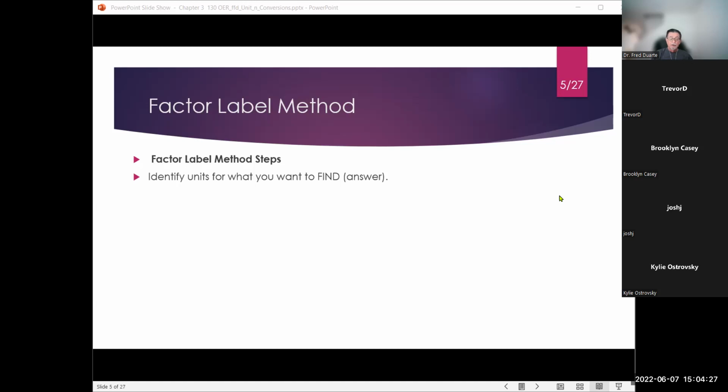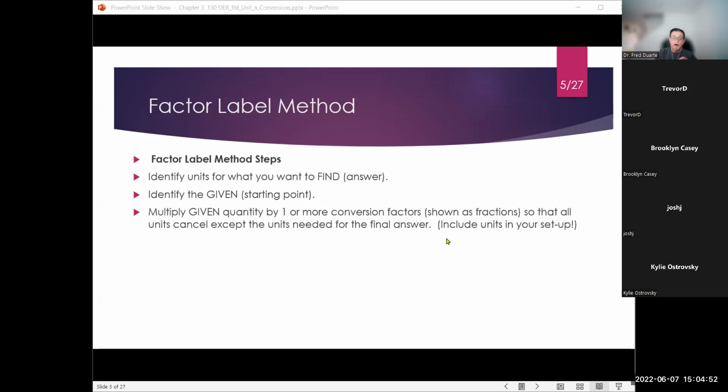You identify the units of what you're looking for, what you're trying to find. I write down the units I'm looking for, okay? Identify the units in the material that I'm given. So you gotta read the question, what am I given, number-wise, and then what am I looking for? That's my trail to get to the units I need to get to. And then we multiply factors in between as needed.